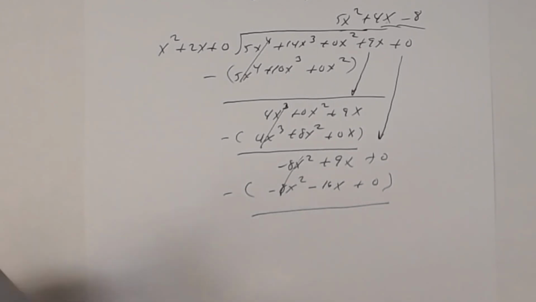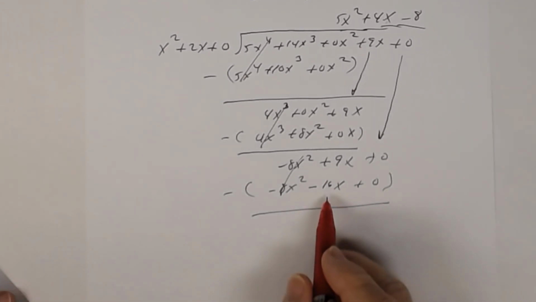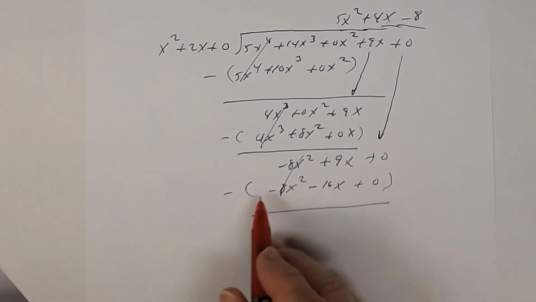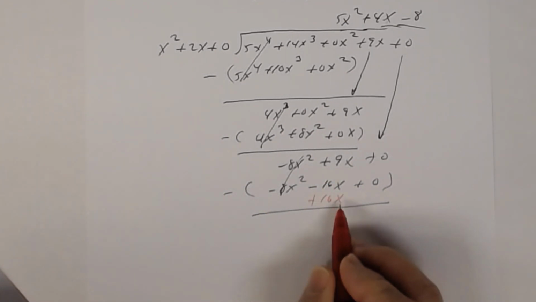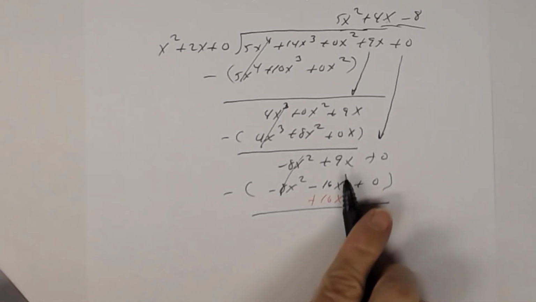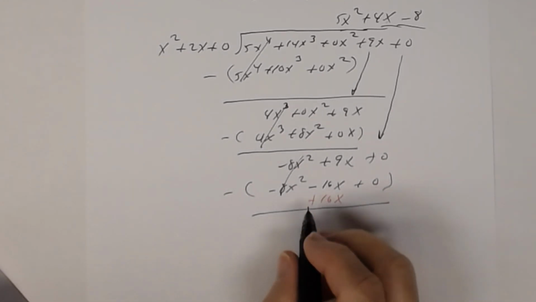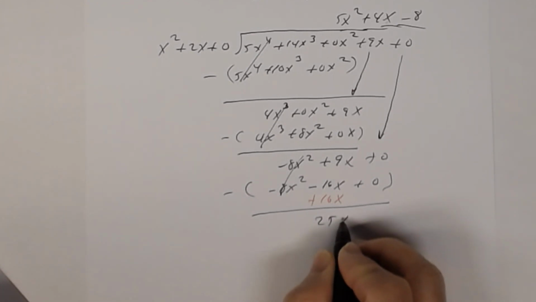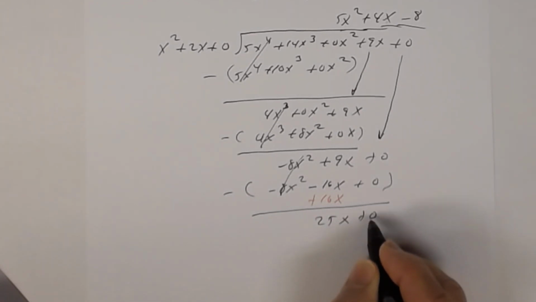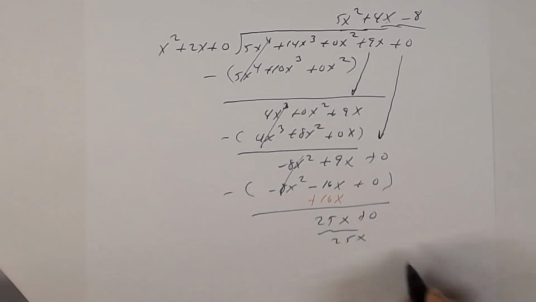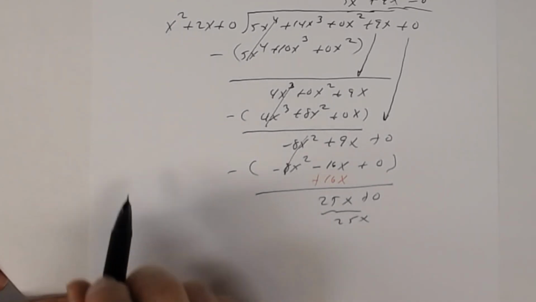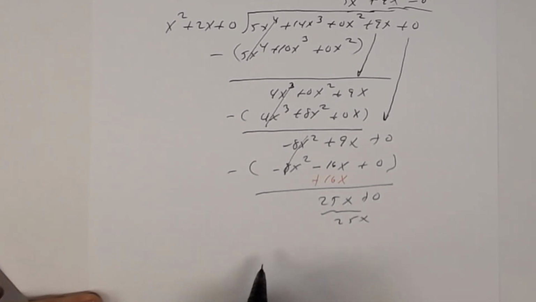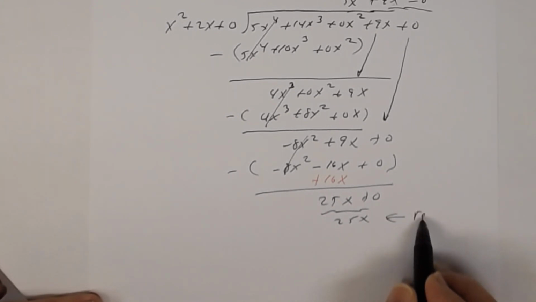9x subtract a negative 16x is the same thing. Subtracting a negative 16x, or the opposite of a negative 16x, is a positive 16x. So 9x plus 16x is 25x. And then plus 0. But remember, that's just 25x. All right, and we're done. So notice the degree here is 1. The degree here of the divisor is 2, so you can't do the division anymore. So that's your remainder.